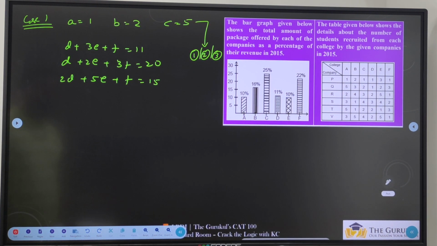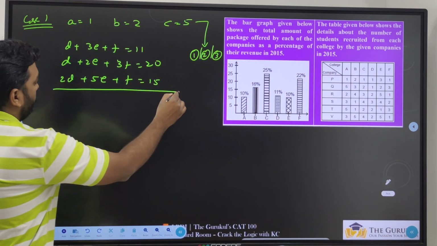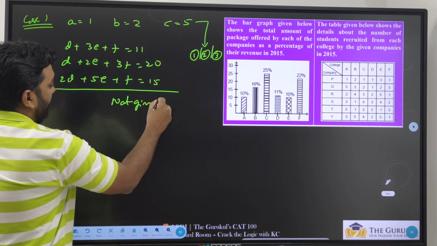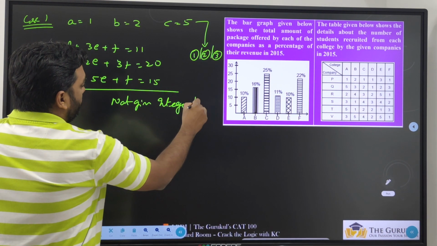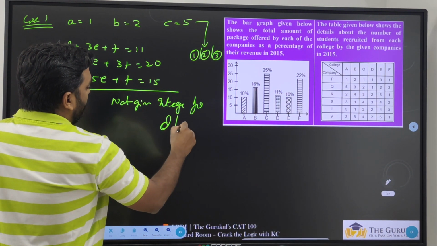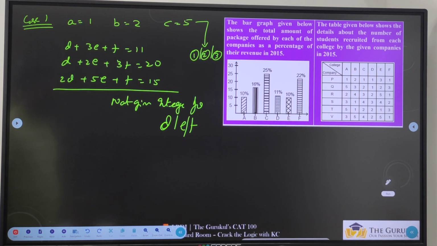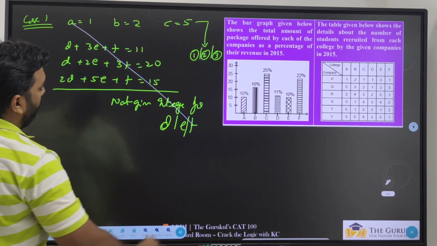If you are clear with how to solve three equations, three variables, after you solve, we will realize this is not giving integer values for A, D, E and F. But they clearly gave us that the salaries offered by every company is an integer value. So this is not happening.